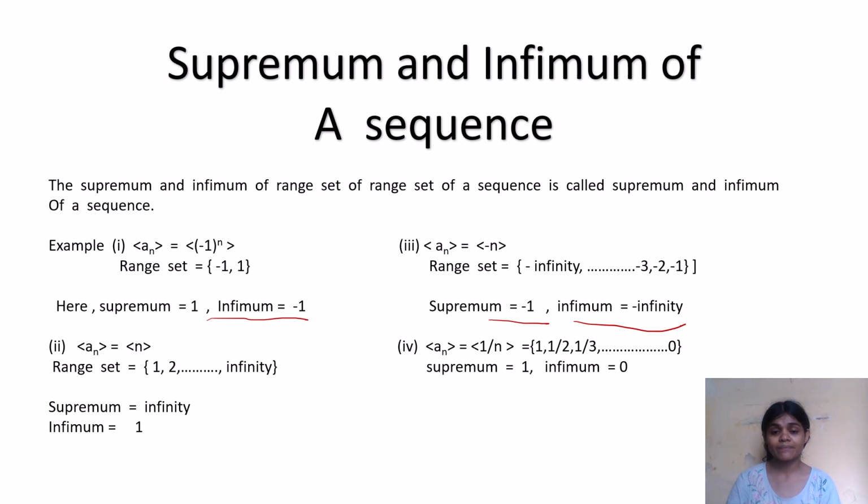Now take another example. Sequence a_n is equal to 1 by n, which is 1, 1 by 2, 1 by 3 and it goes up to 0. Here supremum is 1 and infimum is 0.